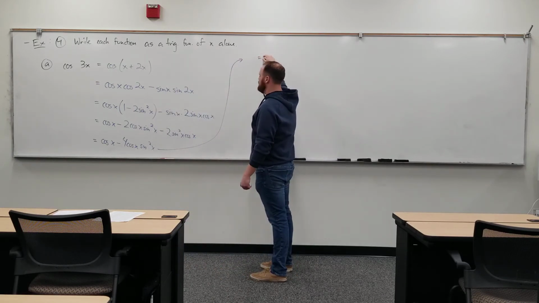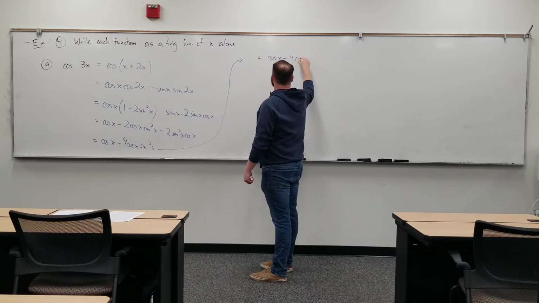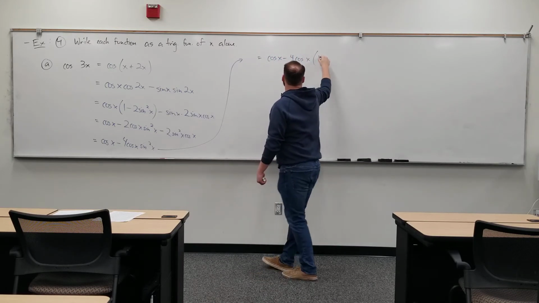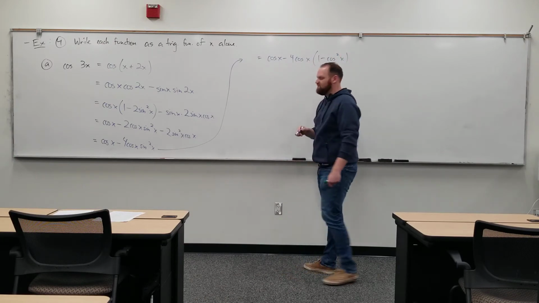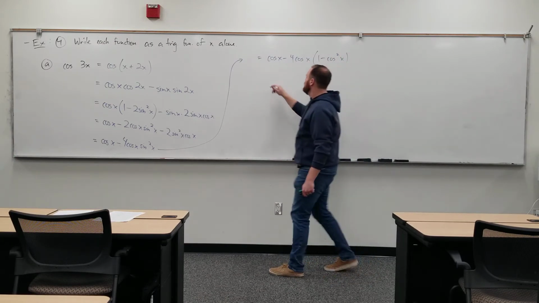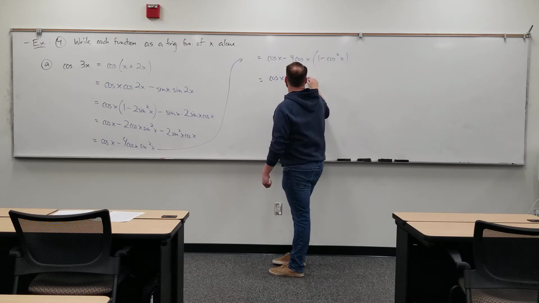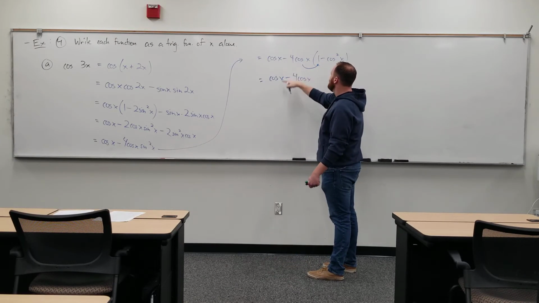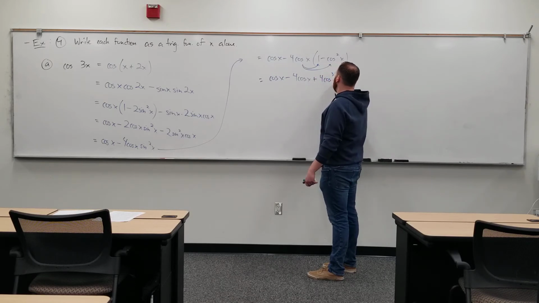But we could say, so this is cosine x minus 4 cosine x times 1 minus cosine squared x. Right? Does that make sense? So then this is going to be cosine x minus 4 cosine x. So I'm distributing this now. So cosine x minus 4 cosine x plus 4 cosine cubed x.